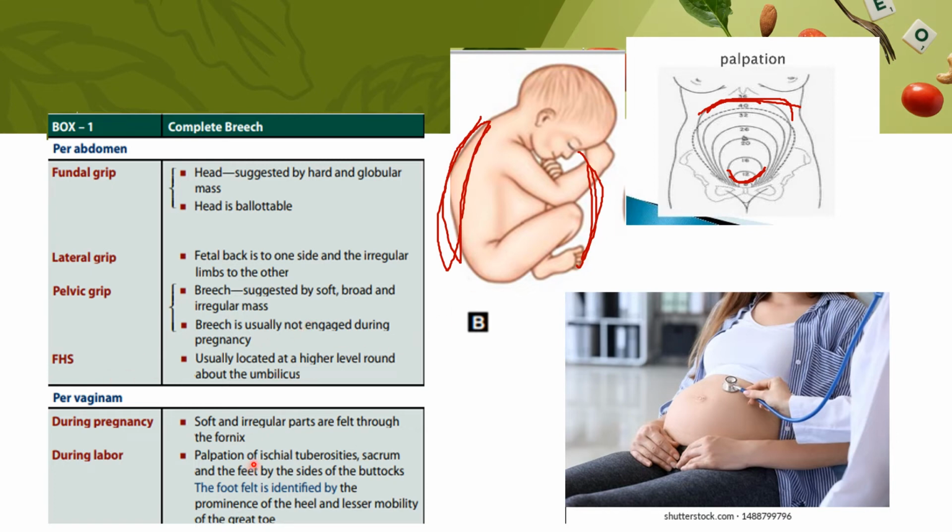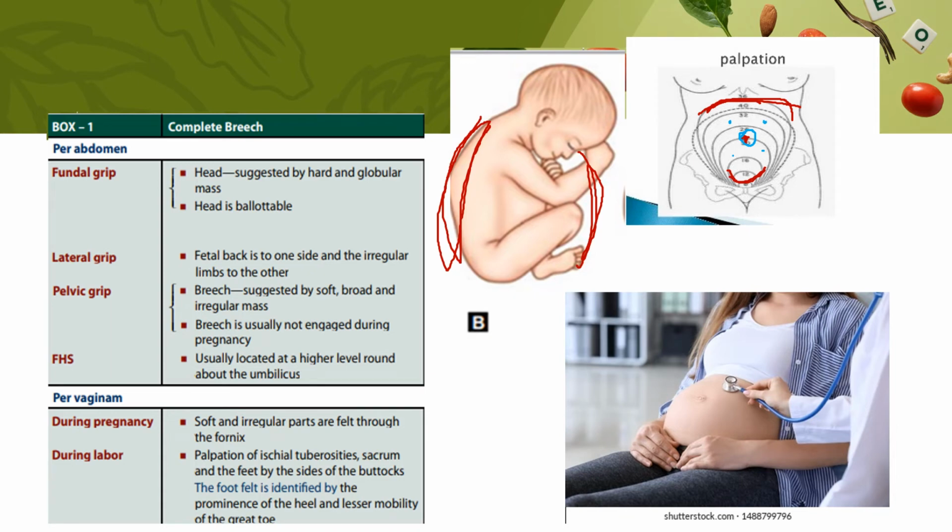Then the FHS, fetal heart sound, is usually detected at a higher level, around the umbilicus. In LOA we can hear the FHS below the umbilicus, on this side or this side; LOA means this side, ROA means this side. But in breech presentation, we always have to hear it above the level of the umbilicus, on this side or this side. Okay, clear?